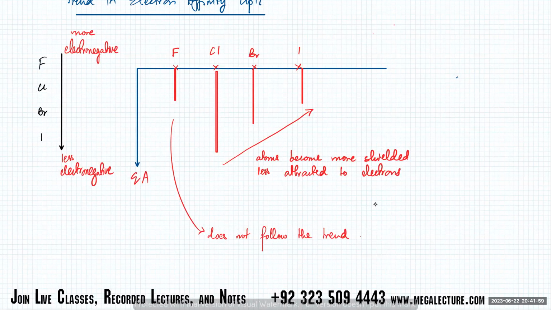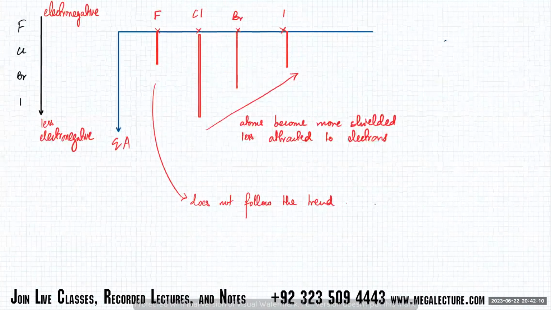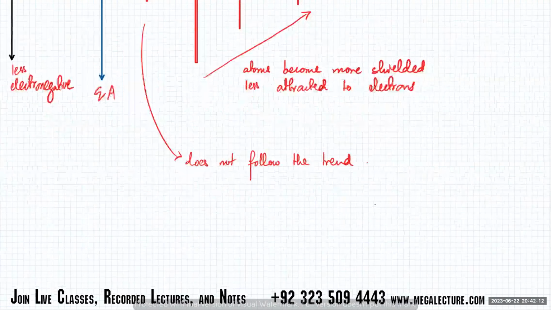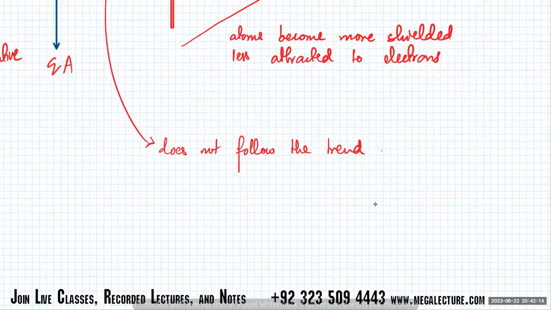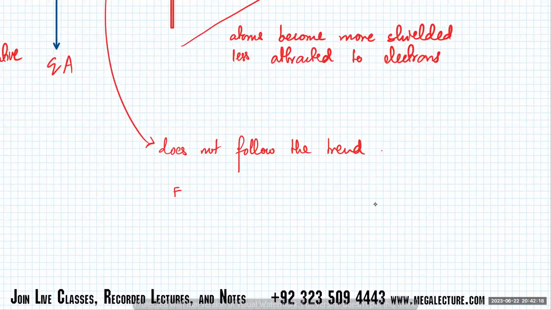Okay, it does not follow the trend. It should be gaining electrons very, very strongly, attracting electrons, doing a lot of work to attract electrons, but it doesn't do that. It's not interested in gaining electrons that strongly. And there's a reason for that. The reason simply is that the fluorine atom is actually too small, and it's got too many lone pairs.